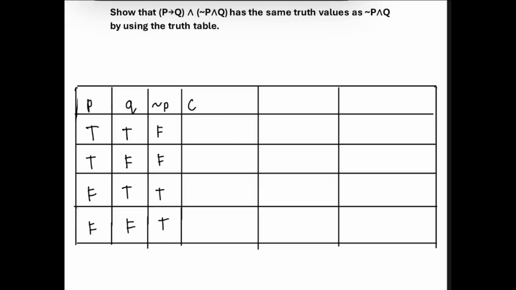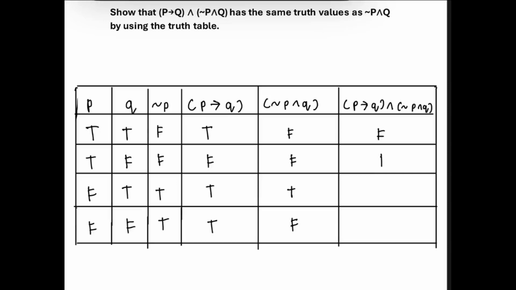To compute P implies Q, P implies Q is equal to false only when P is true and Q is false. In all other cases, P implies Q is true. Now to compute negation P and Q, it will be true only when both negation P and Q are true. Otherwise, negation P and Q is false. Lastly, to compute P implies Q and negation P and Q, I need to combine the truth values of P implies Q and negation P and Q. The result will be true only when both are true.